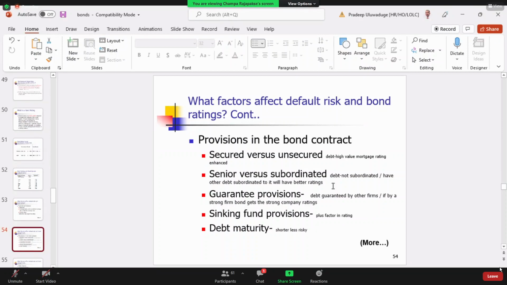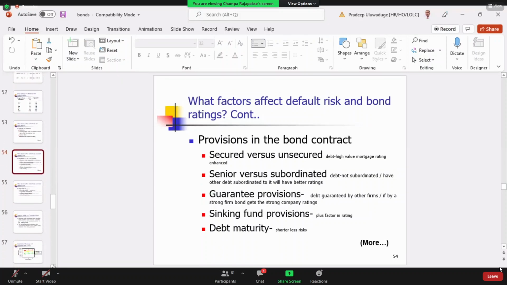Then guarantee provisions: debt guaranteed by other firms. If guaranteed by a strong firm, the bond gets the strong company's rating. Then sinking fund provisions are a plus factor in rating. A sinking fund gives an assurance that you are ready with the money to be paid at maturity. Then debt maturity, shorter is less risky.